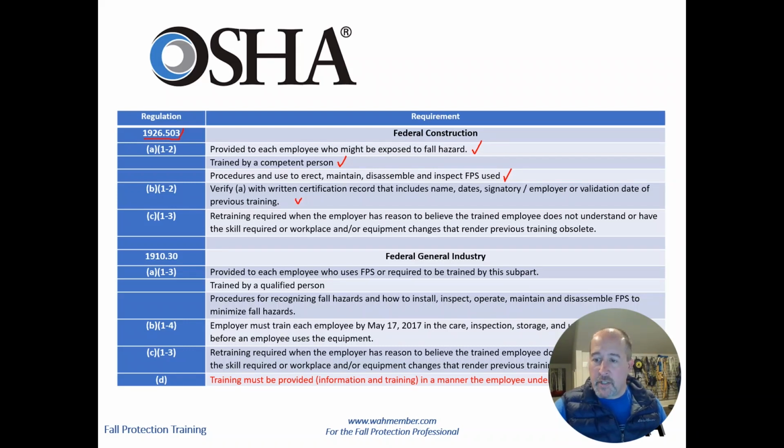And then there's a section here under retraining, 503(c). And this is a topic that kind of warrants some discussion. A lot of people always ask, how long is training good for? Is it a year? Is it 2 years? Everybody thinks that there's some type of expiry date, just like first aid or CPR. And there isn't from an OSHA point of view.